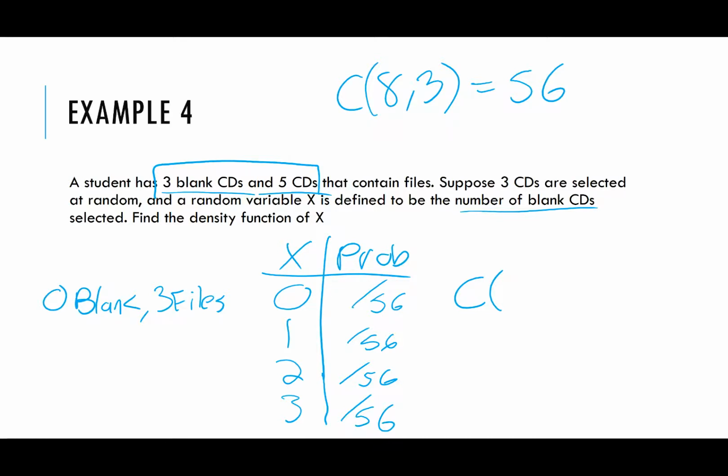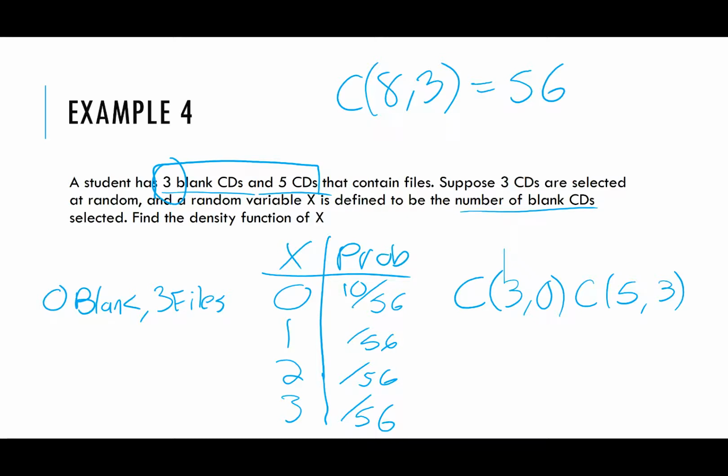So the combination for that is, there's one for blanks and one for files. There are 3 blanks in total to pick from, and you're choosing none of them in this situation. There are 5 with files, and you're choosing 3 of them in this situation. If you just multiply those 2 combinations together, you get your total, which I believe is 10.